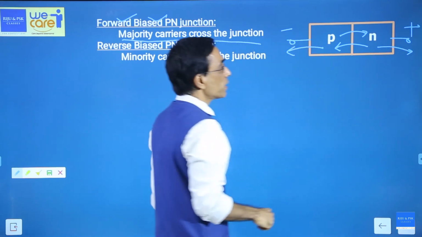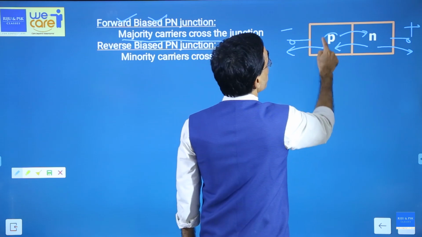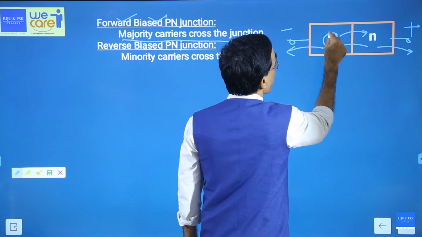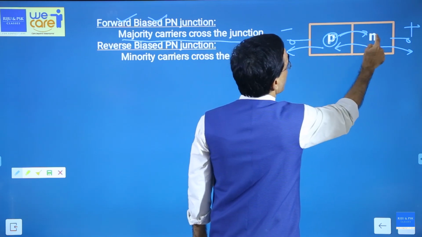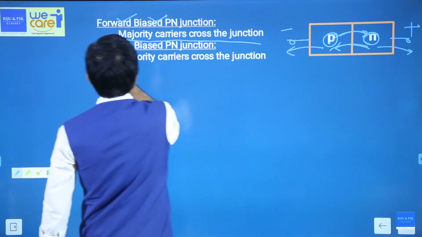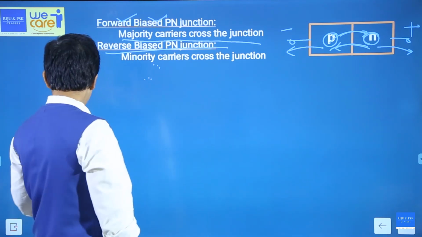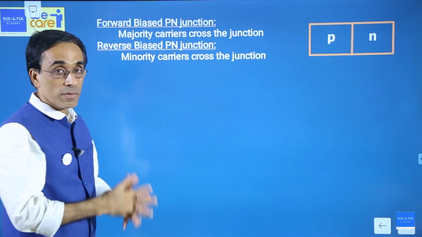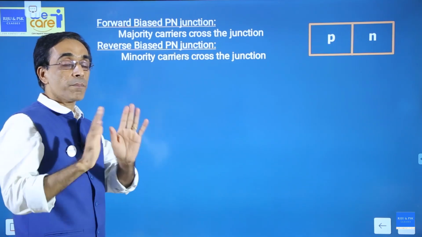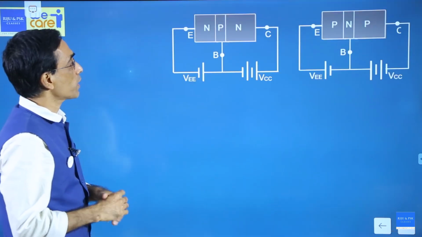So we should understand that. Listen carefully. When it is reverse biased, electrons from the P side, which are minority, will cross. Holes in the N side, which are minority, will cross. So reverse biased means minority carriers will cross the junction. Forward bias means majority will cross, reverse bias means minority will cross. If you know this, it's very easy to study the working of a transistor.